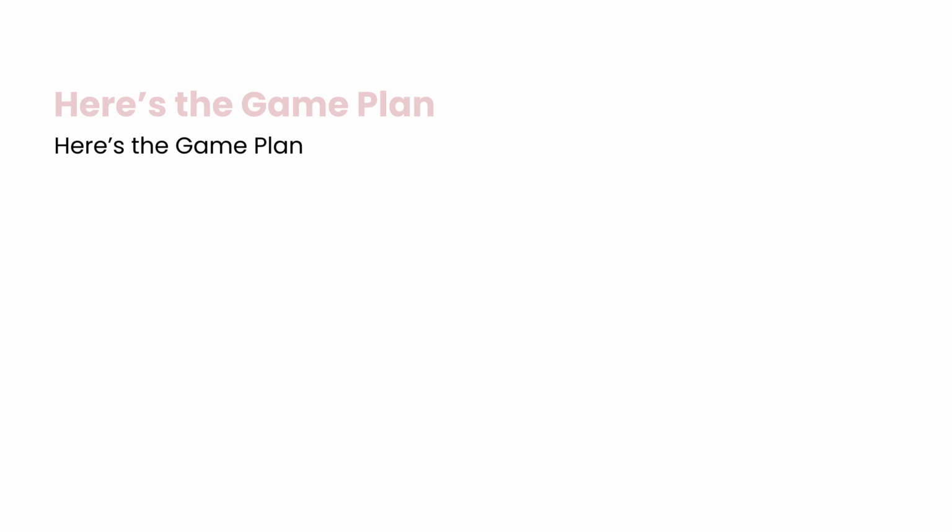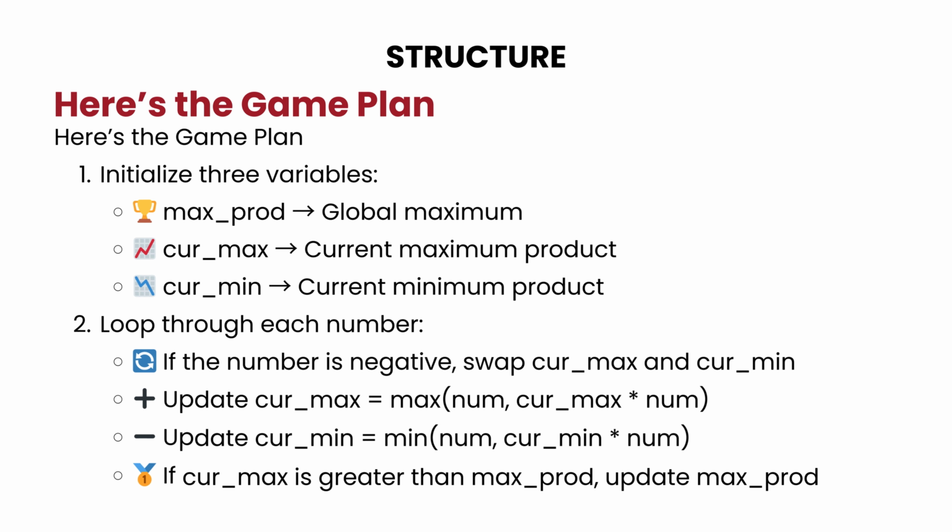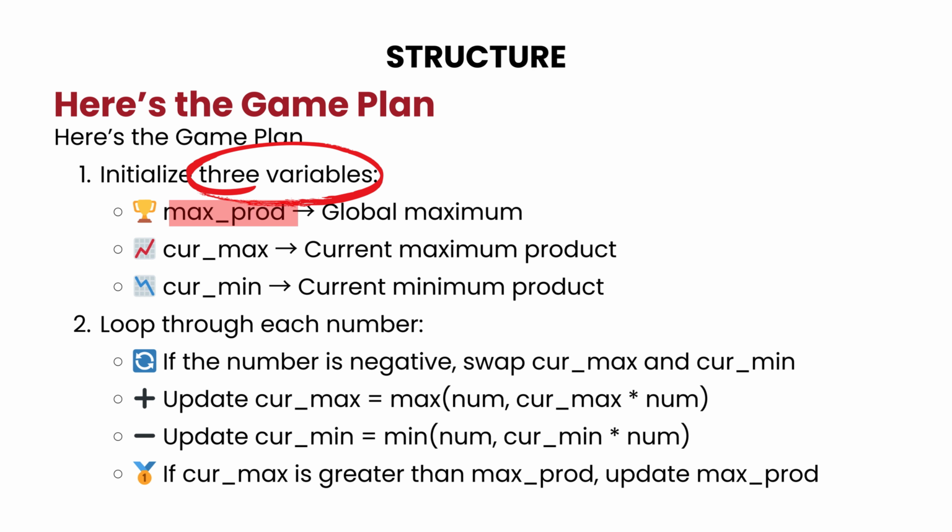Here's the structure of our solution. First, initialize three variables. Max_prod for the global max. Cur_max for the current maximum product ending here. Cur_min for the current minimum, for handling negatives. Then, start all at the first element.